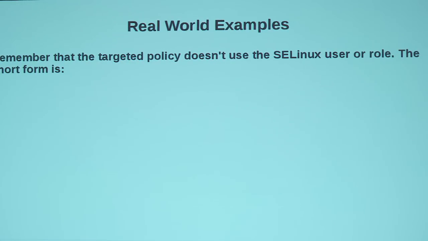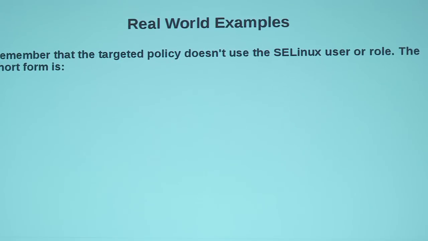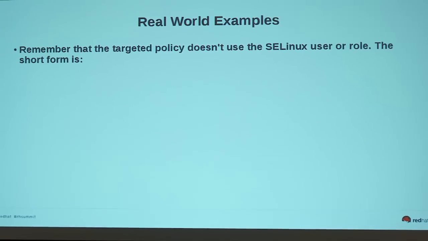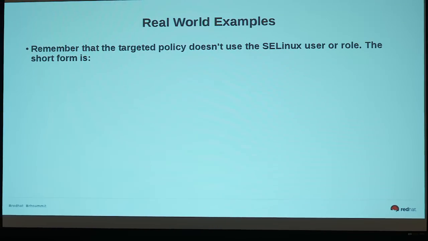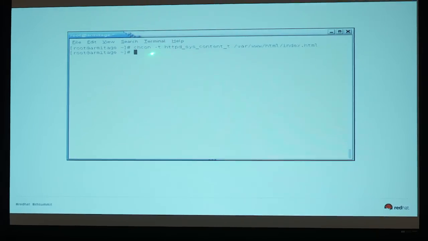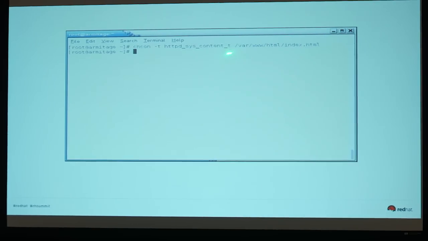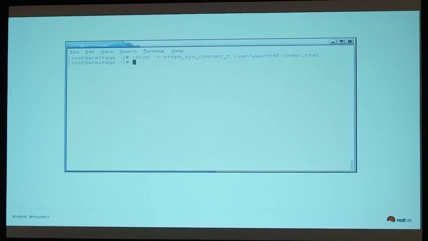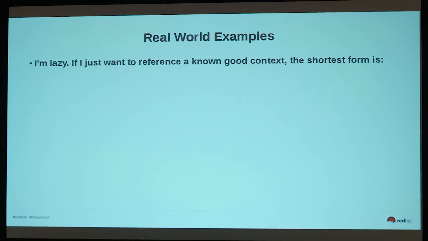So remember that we don't actually care about the user, role, or type. The short form of this is chcon -t httpd_sys_content_t against that file. That's the quick way of doing it. You don't really have to do the other ones. You can if you want to. But I am lazy. I'm absolutely lazy.